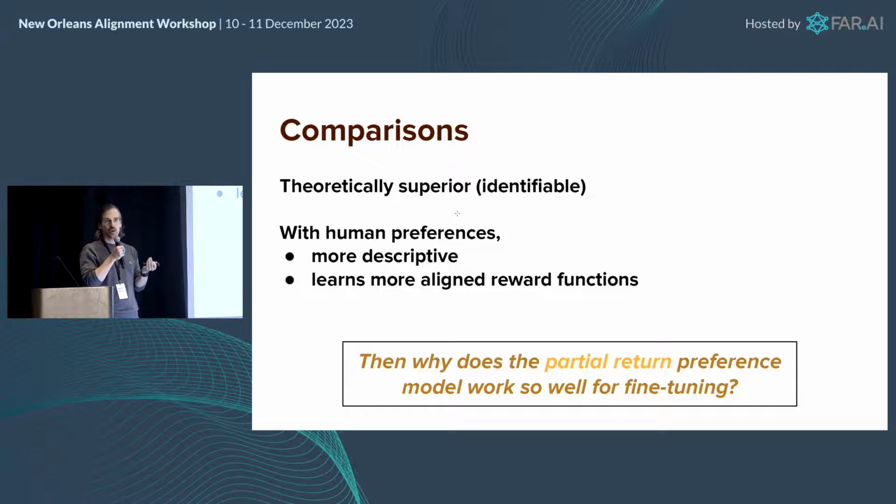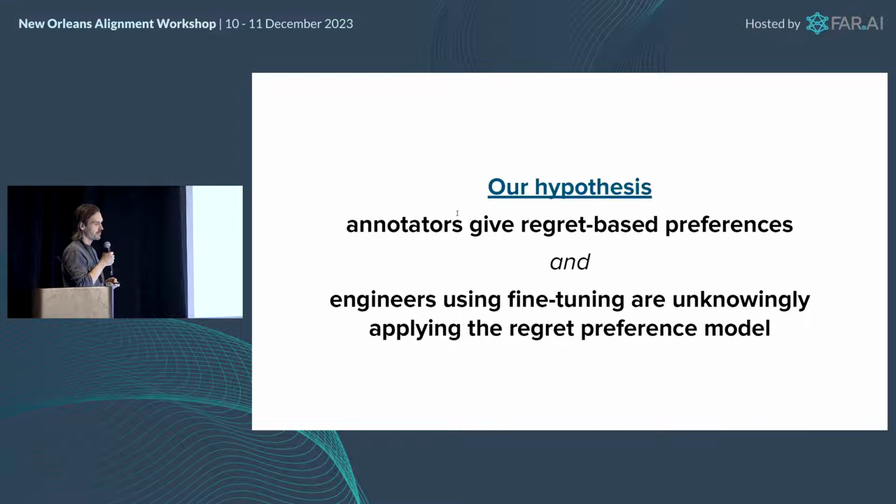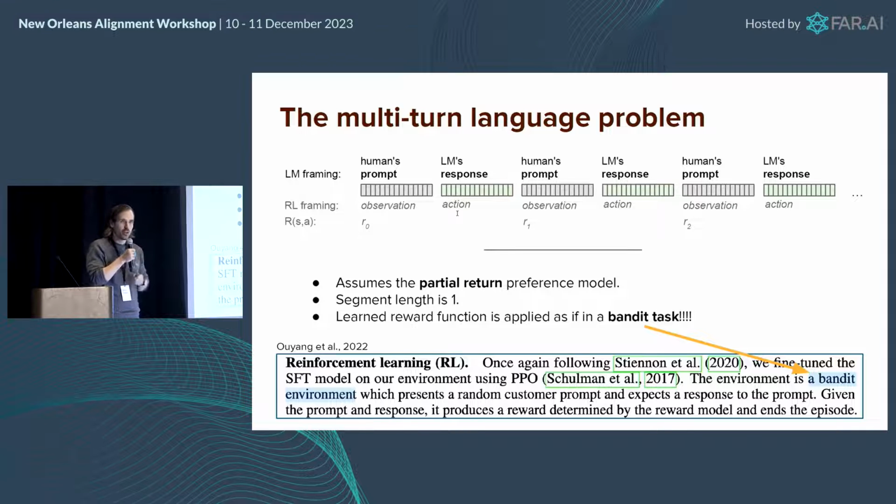So why does the partial return preference model, which really is the predominant one, do so well for fine-tuning? Our hypothesis is that annotators do give regret-based preferences, and engineers using fine-tuning are unknowingly applying the regret preference model. And so this match of preference models creates some alignment. So let me dive into this hypothesis here. The multi-turn language problem involves a human giving a prompt and then a language model responding, and then prompt, response, and so on.